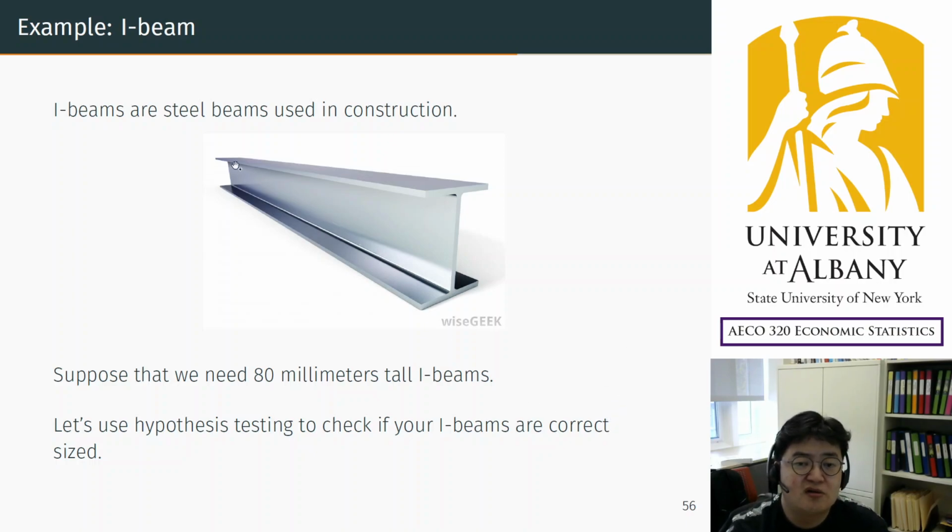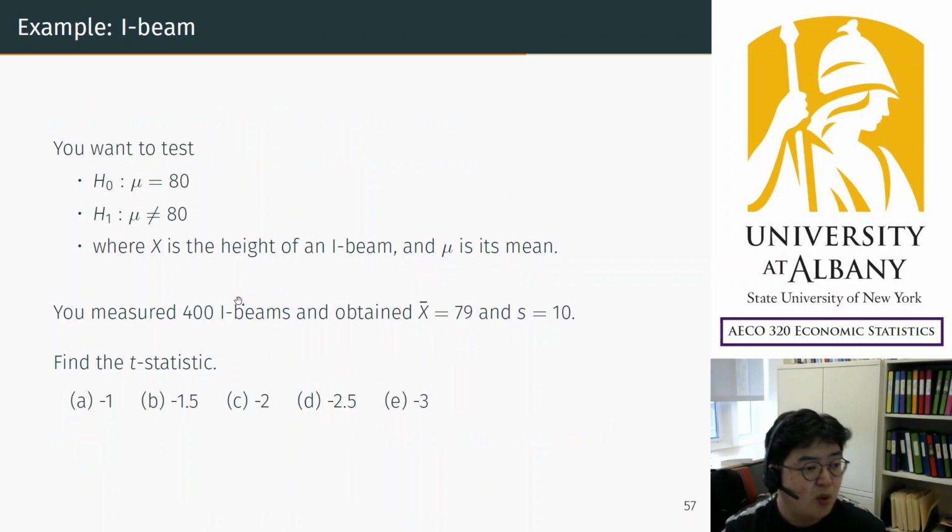Okay, let me think about an example. We will consider I-beams. This is a steel beam used in construction to make buildings, right? Suppose the smallest standardized I-beam must be 80 millimeters tall in this dimension. So I am going to inspect I-beams and check if the mean height of the I-beams is 80 millimeters, that is, correctly sized. So I will set up the null hypothesis this way. I believe all the I-beams are correctly sized. That is my null hypothesis.